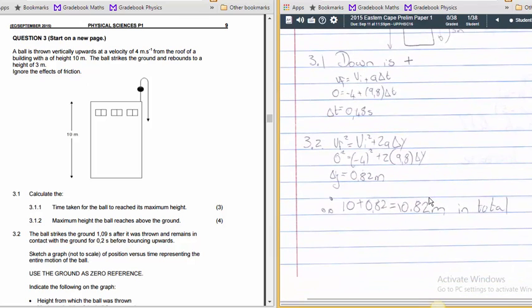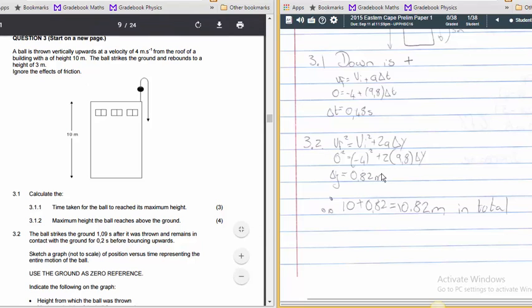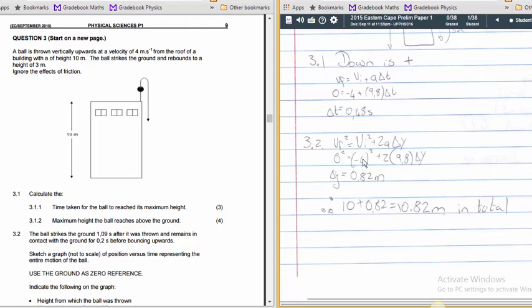Question 3.2. The maximum height that the ball reaches above the ground. Okay, so all we need to do now is work out how high it went above here. Again, beautifully answered. My final velocity is 0, initial velocity -2 squared, 2 times a. Again, these two signs have to be different. Then delta y is the displacement that the ball has, that's how high it goes from here to there. But the question was the height the ball reaches above the ground. So there's 10 meters that has to be added, and so it's 10.82 in total.